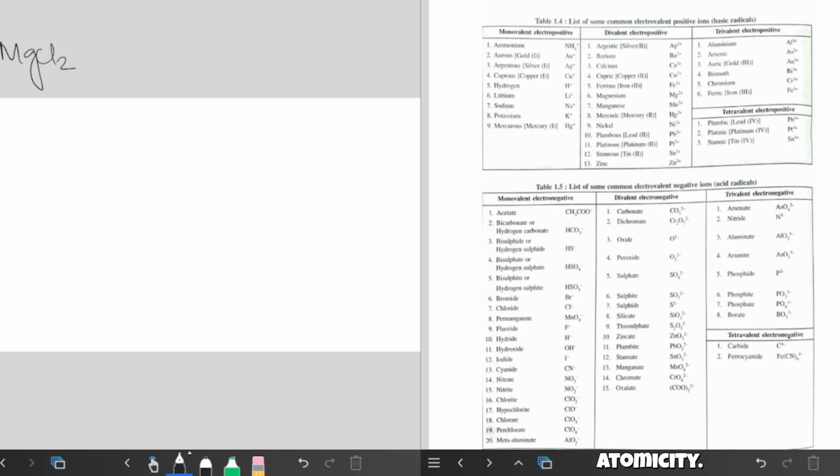Okay, so how to find out? This is basically simple addition only. The mass of magnesium is 24, plus how many chlorines are there? 2. So 2 into the mass of 1 chlorine, that is 35.5. So it will become 24 plus 2 into 35.5, which is 71. So equal to 95 AMU. Okay, 95 AMU.